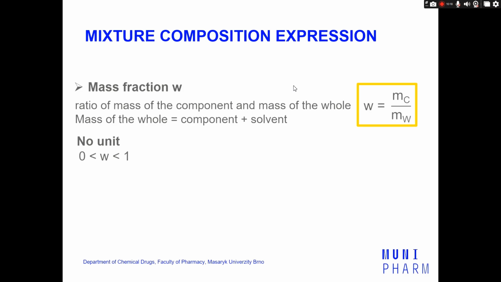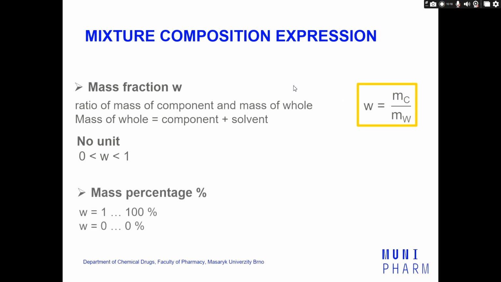Why? Because we divide the mass by the mass. The value is always in the range from 0 to 1. Why? Because we divide the mass of the part, that is lower number, with the mass of the whole, that is always the higher number. We often convert the mass fraction to a mass percentage. It means that we multiply the calculated value of the mass fraction by 100 to obtain the corresponding mass percentage. The mass fraction 1 corresponds to 100%, and the mass fraction 0 corresponds to 0%.